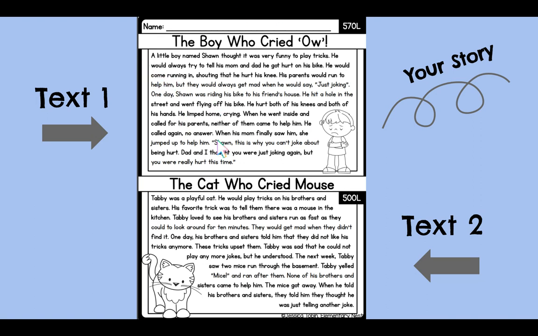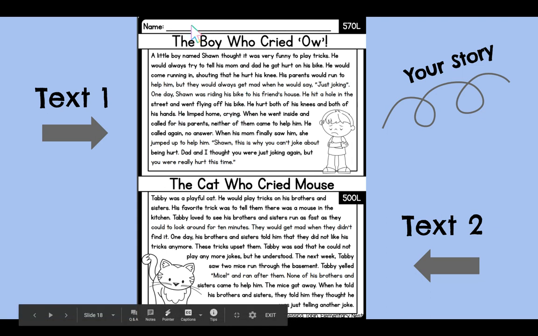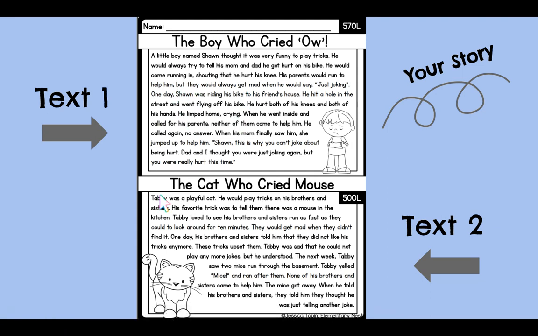So we've got a friend here, Sean. He's playing tricks on his parents, saying that he's hurt. Now we're going to come down here and read about the cat who cried mouse.